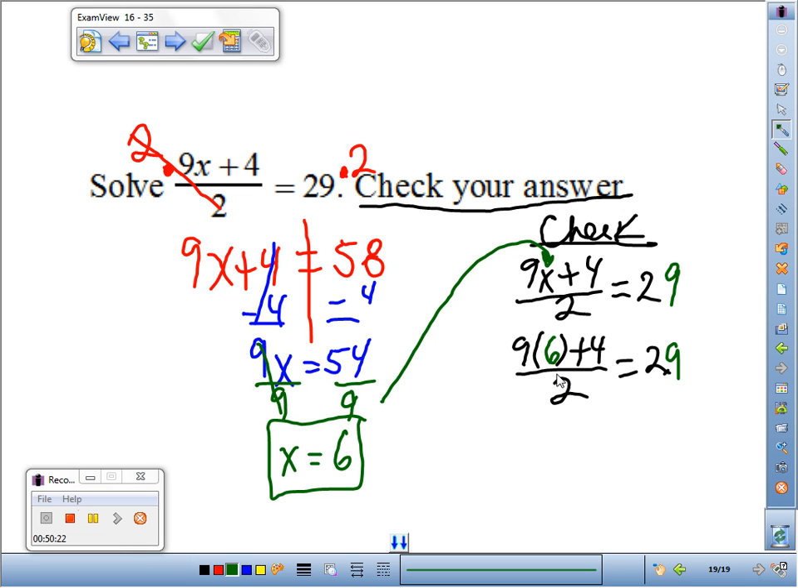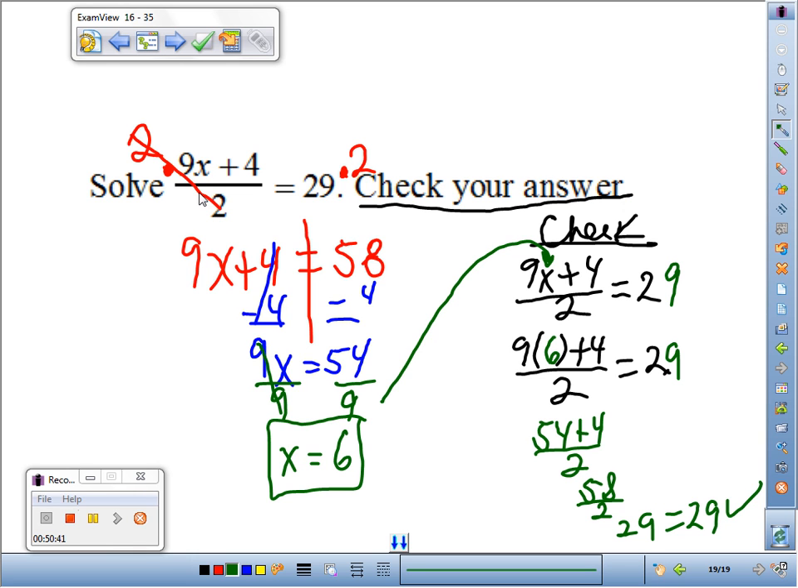Alright, here we go. So what is 9 times 6? 54 plus 4 divided by 2. What is 54 plus 4? 58 divided by 2. What is 58 divided by 2? 29. Is 29 the same as 29? Yes. That's how you check your work. Make sure you read your instructions thoroughly, please. Yes? Okay.